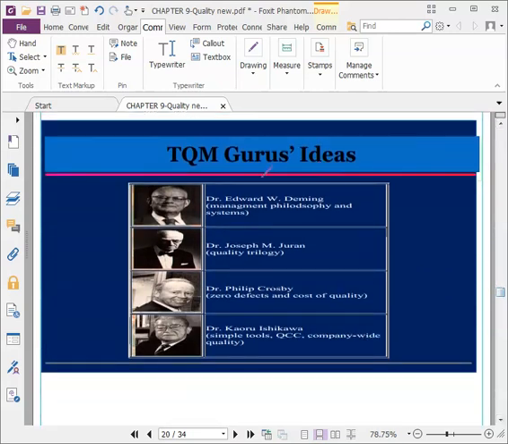Inilah antara orang-orang yang penting lah, okay, yang disebut-sebut dekat dunia ni internationally, okay, berkaitan dengan PQM. Okay. Dr. Edward Deming ni muka dia, Dr. Joseph Juran, Philip Crosby, Kaoru Ishikawa.